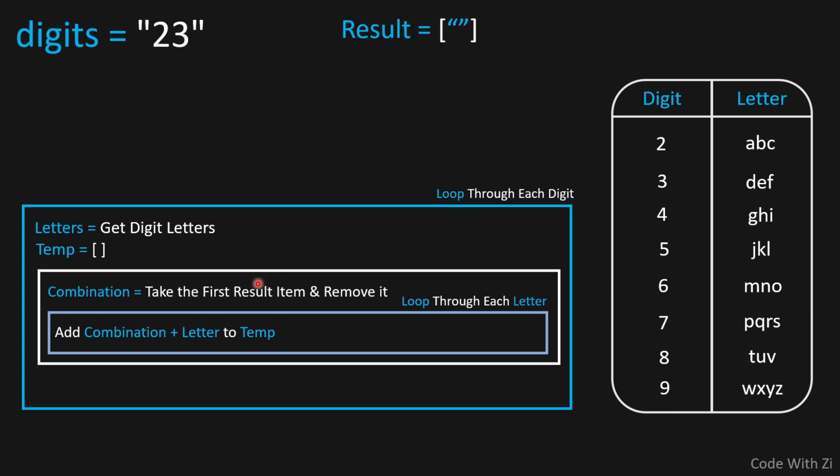And at the end of our first loop, we're gonna say, result is equal to temp. This temp variable that we have here, we're gonna add some stuff to it, and then we're going to assign that to result. So result is going to be equal to temp. And then at the end, we're going to return our result.